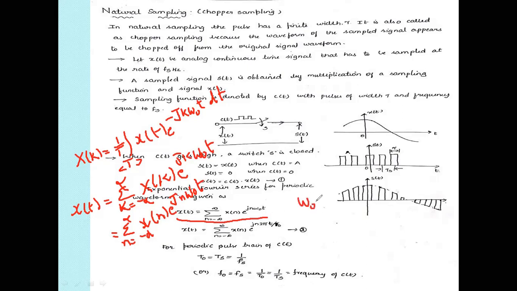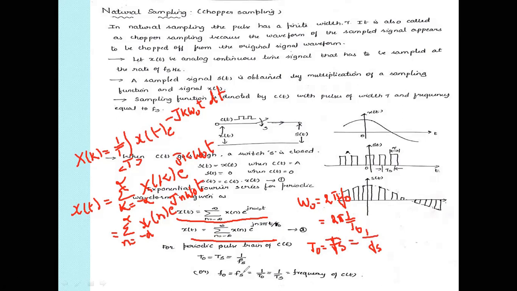What is omega naught? It is the angular frequency, 2 pi f naught, where f naught is 1 by T naught. Substitute that angular frequency here. X of t is equal to sum of n equal to minus infinity to infinity, x of n e power j n 2 pi t by T. For a periodic pulse train c of t, Ts is equal to 1 by Fs, or T naught, whatever we are taking here as the period, is a sampled version. T naught is equal to Ts, that is equal to 1 by Fs.